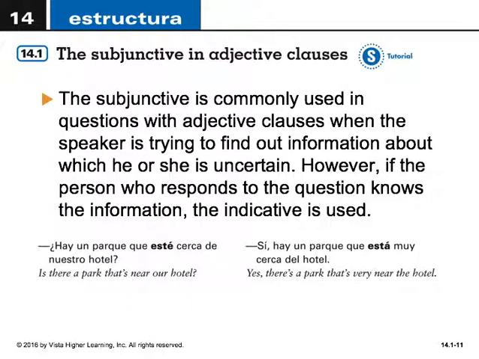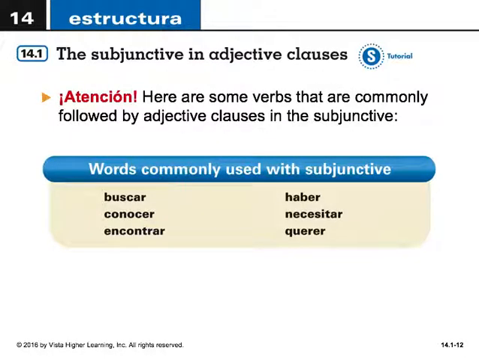The subjunctive is commonly used in questions with adjective clauses when the speaker is trying to find out information about which he or she is uncertain. For example, ¿hay un parque que esté cerca de nuestro hotel? Is there a park that's near our hotel? Kind of like you don't know if it even exists or not. Therefore, it's put into the subjunctive mood to denote that you're not really sure. However, when the person responds with information they're certain about, they use the indicative. Sí, hay un parque que está muy cerca del hotel. We all know that it exists, it's there. And here are some verbs that are commonly followed by adjective clauses in the subjunctive: buscar, conocer, encontrar, haber, like hay uno de, necesitar, querer.